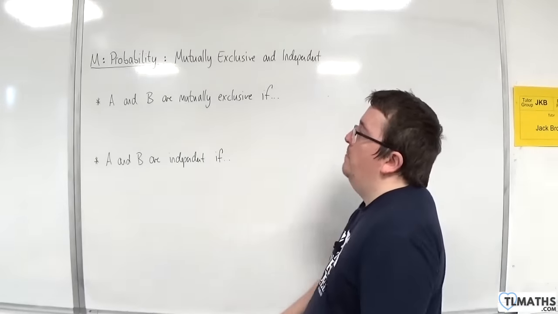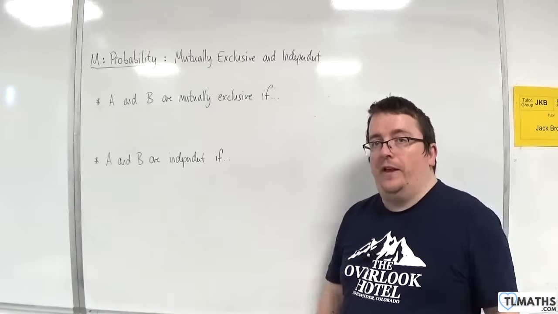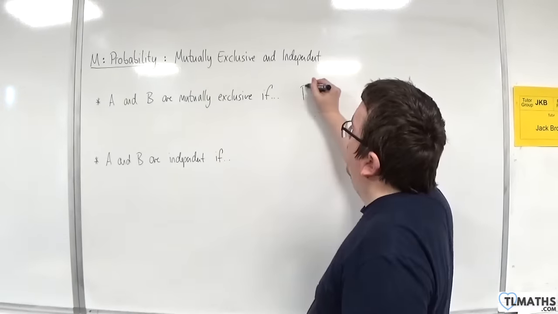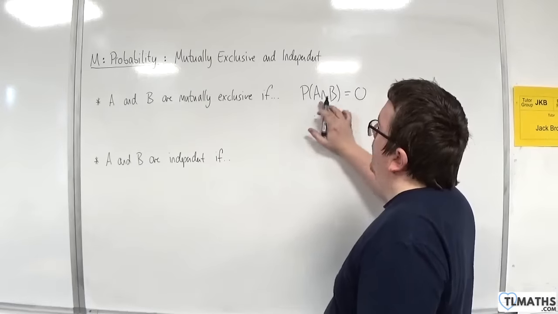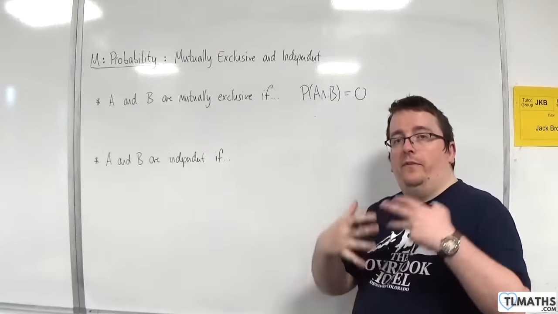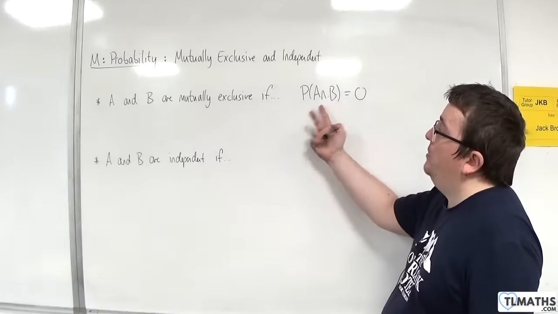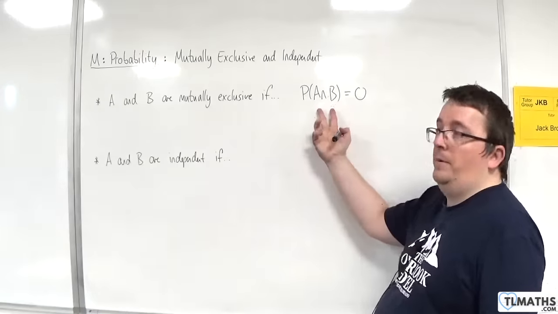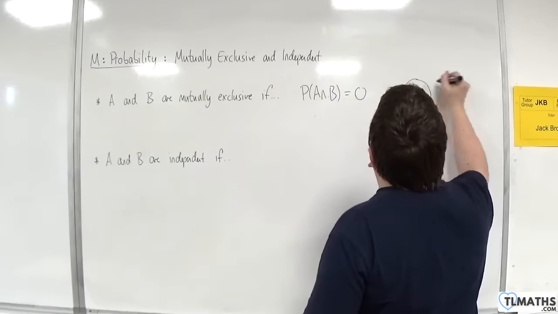A and B are mutually exclusive if they cannot happen at the same time, which means that the intersection of A and B must be zero. A intersection B means that what was the probability? Well, that's the event that they happen at the same time. So there's the probability of them happening at the same time. Zero. The Venn diagram would look like this.